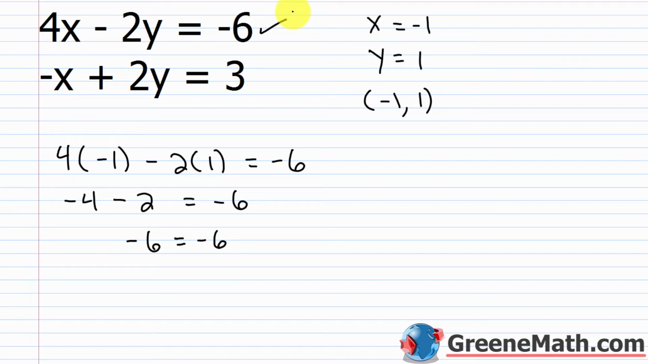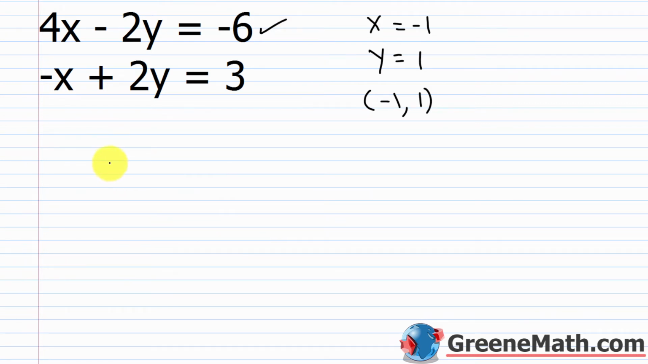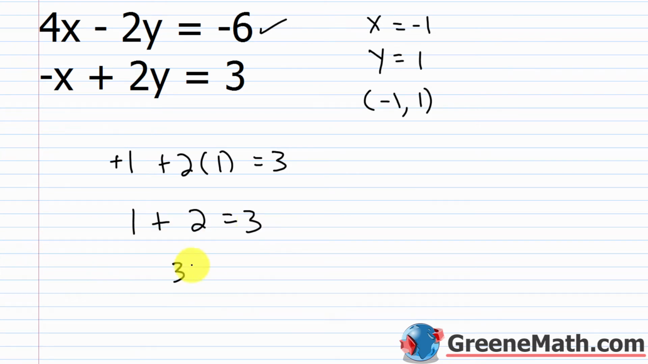Let's take a look at the second one. So I have negative x, so negative, plug in a negative 1, so minus a negative 1 again is plus 1, plus 2 times, plug in a 1 for y, equals 3. So essentially, this would be 1 plus 2 times 1 is 2, equals 3. We know 1 plus 2 is 3. We get 3 equals 3. So it checks out there as well.